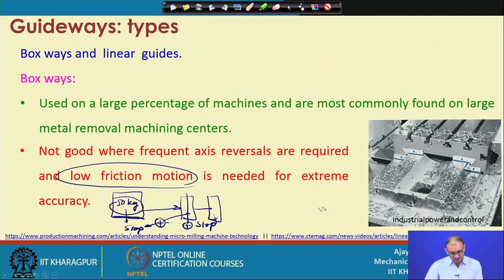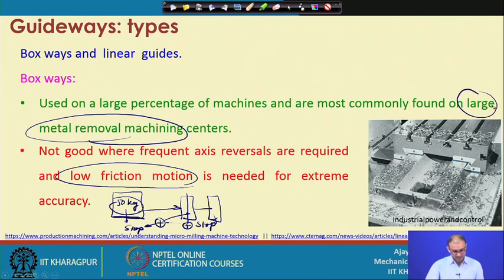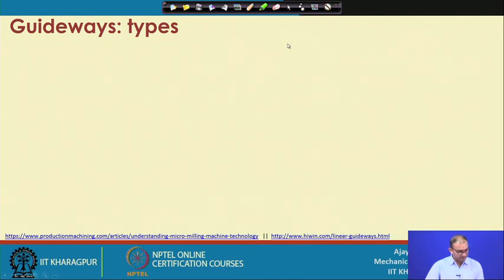And the other thing is that we do not remove a large amount of material in micromachining, whereas this is particularly for high material removal rates. So, we cannot use this particular guideway or the box ways for micromachining operations. Suppose the starting point is here and you are moving to this location and instantly you want to move in this direction. That is not happening, because it will move a little bit at this location and then you have to start this motion again, because of the high weight of the component. So, that is not the right choice for micromachining applications.